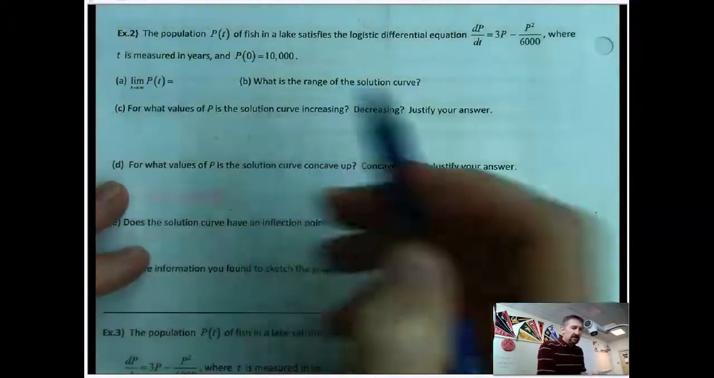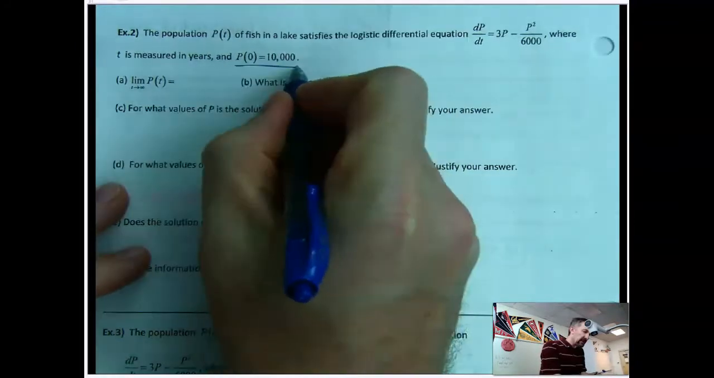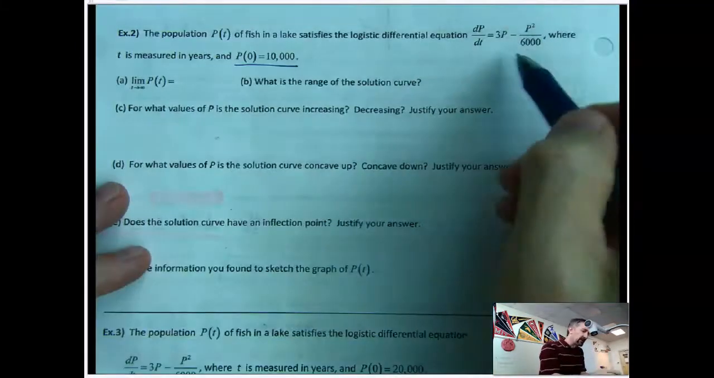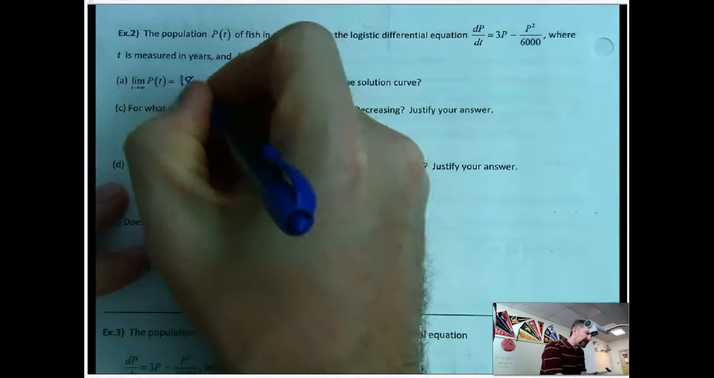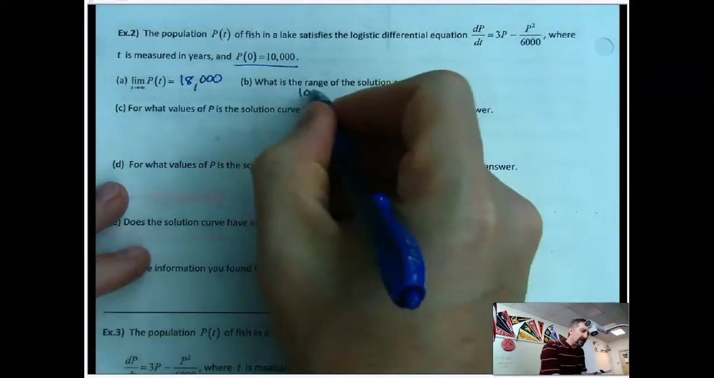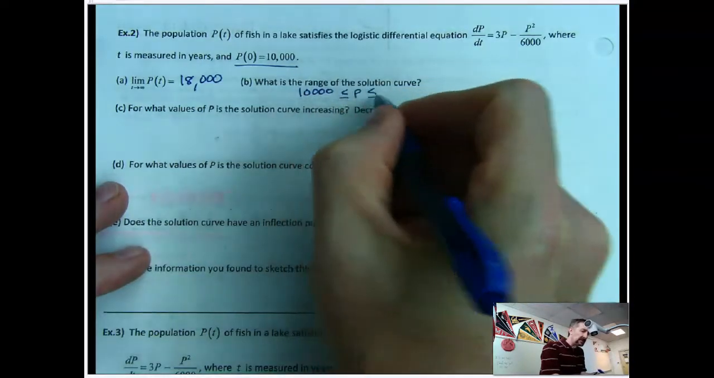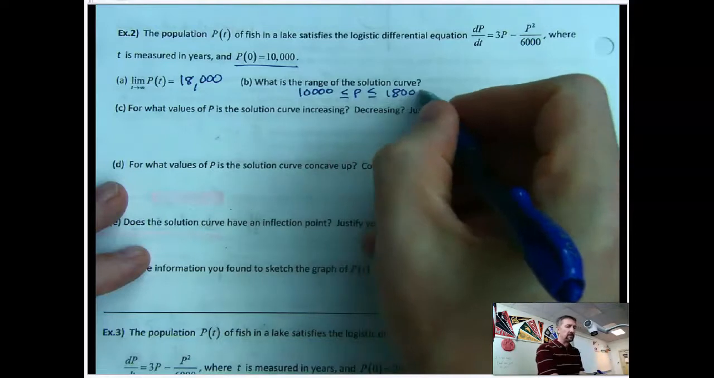All right. So this is basically the same equation here. The only difference is our initial condition has changed. So when we factor that, we're still going to get 18,000 here. But now the range is going to be 10,000 to 18,000.